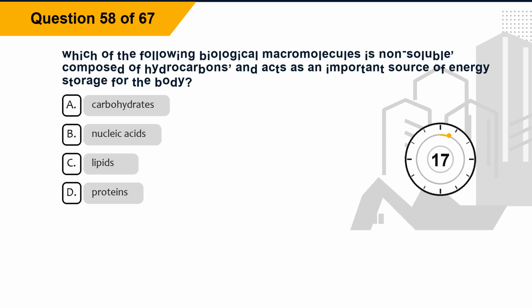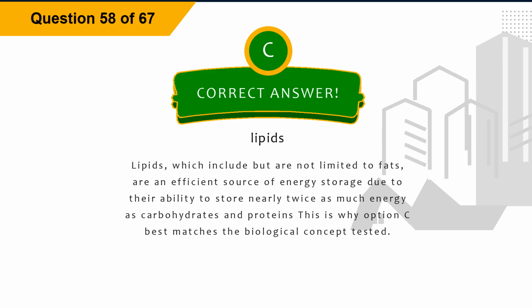Question 58. Which of the following biological macromolecules is non-soluble, composed of hydrocarbons, and acts as an important source of energy storage for the body? Option A, carbohydrates. Option B, nucleic acids. Option C, lipids. Option D, proteins. The correct answer is option C, lipids. Explanation. Lipids, which include but are not limited to fats, are an efficient source of energy storage due to their ability to store nearly twice as much energy as carbohydrates and proteins. This is why option C best matches the biological concept tested.